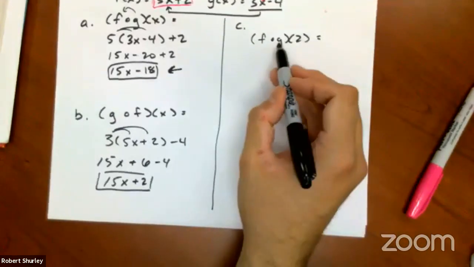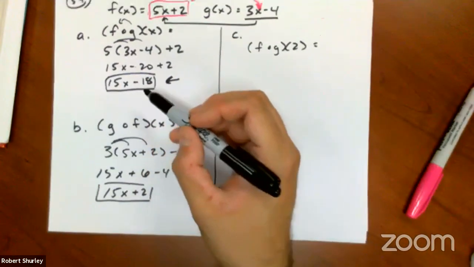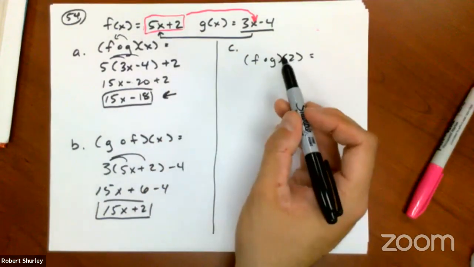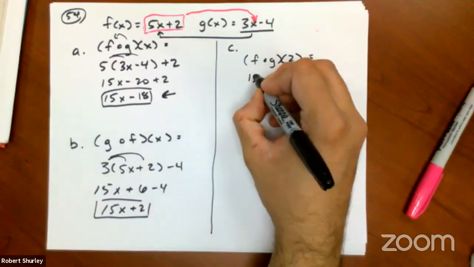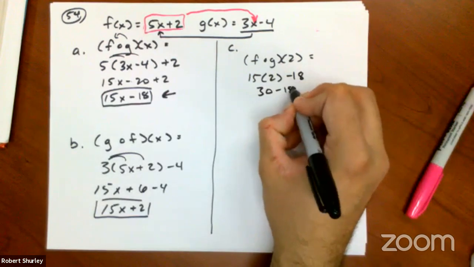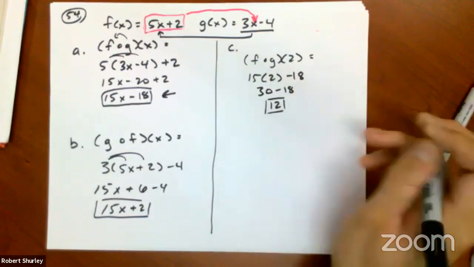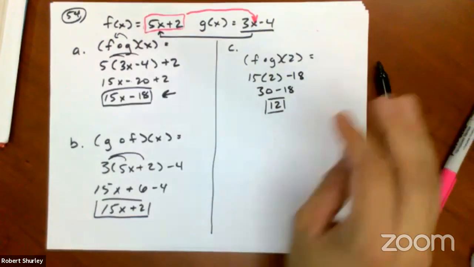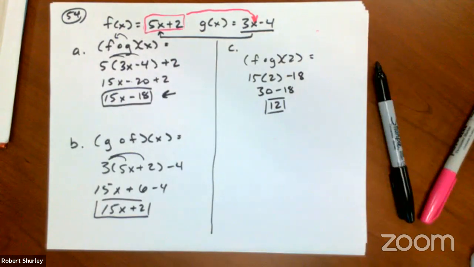F composed of g of x is just 15x minus 18. So we just have to plug 2 into that equation. So 15 times 2 minus 18. So 30 minus 18. We wind up with 12. Okay, so you just have to plug the x value into the equation you have already found. Okay?